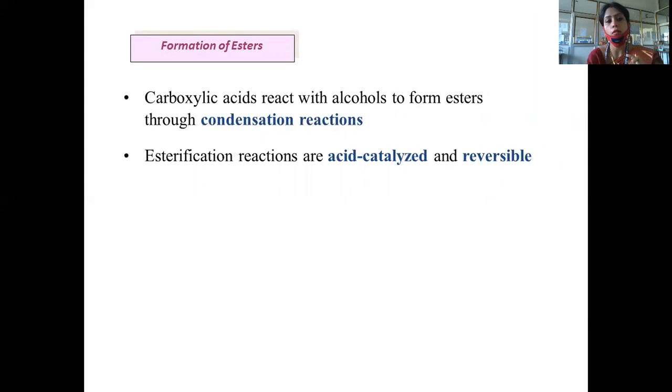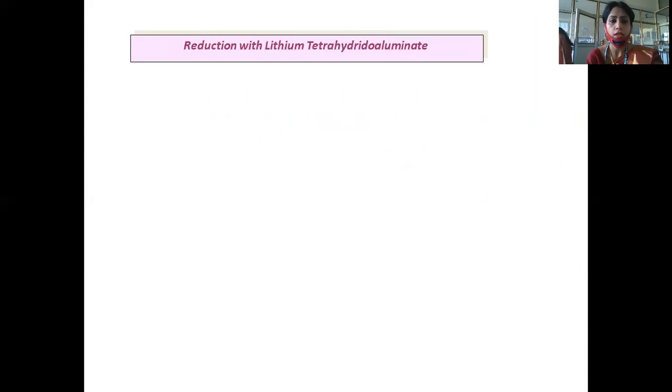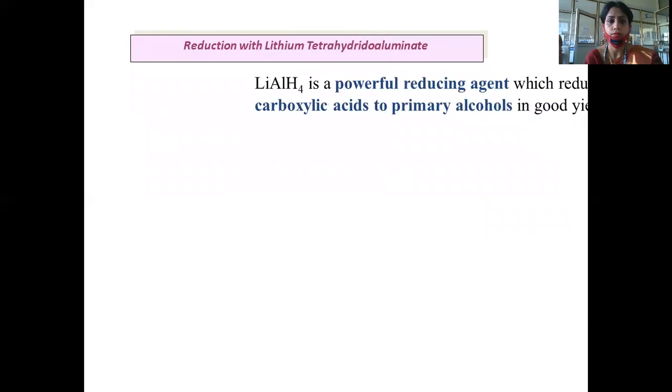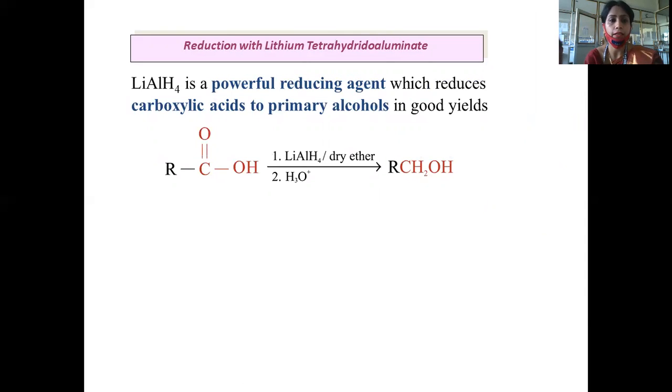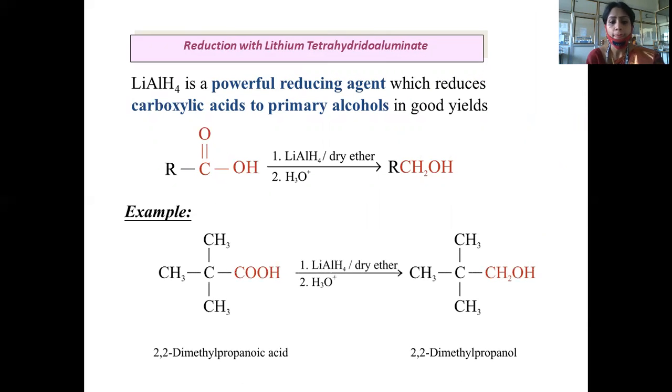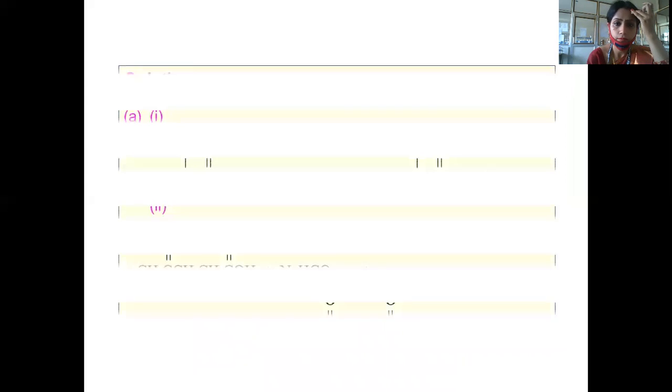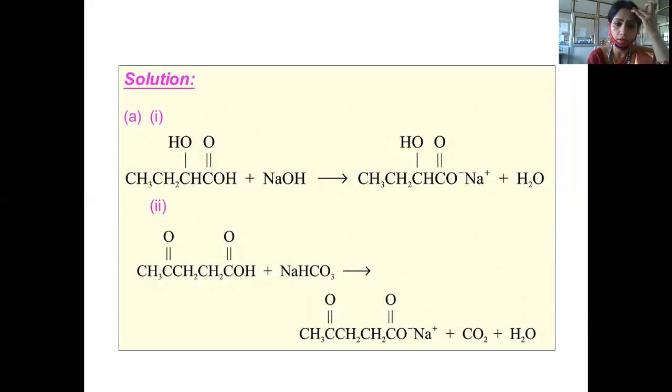Then next is the formation of esters. So esters, how are they formed? Carboxylic acid, I had just told it in the beginning. They react with alcohol to form esters through condensation process. The same is repeated over here. The process is called esterification, and like we saw before, it is an acid catalyzed and reversible reaction. Next is reduction. So reduction is by LiAlH4. It is a powerful reducing agent, we know that, and it reduces the carboxylic acid straight away to primary alcohols in good yields. And one example is shown over here. Now there is another example to complete this equation. The answer is given in the next slide. You can go through it. This is for your practice problem.